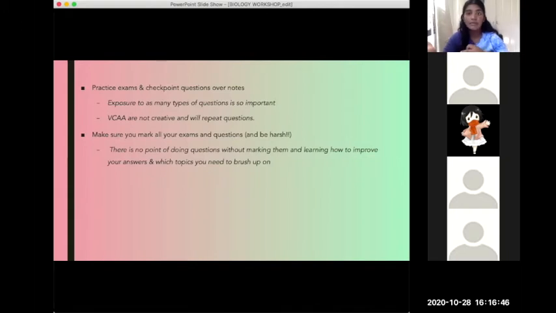If they're giving you a 3-mark question, they're actually saying, okay, 1 mark is for this aspect, another mark is for this aspect. I feel like that's really important, and something you should definitely look into. Be harsh with your marking.